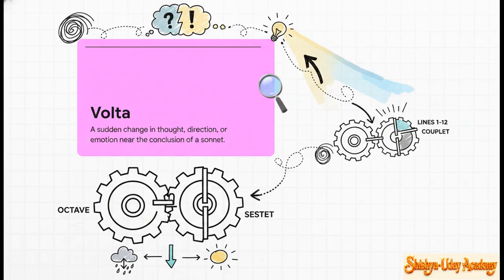It's the exact moment the poem abruptly shifts from a problem to a resolution, or from a really difficult question to an unexpected answer, or even from darkness to light. It's the defining aha moment of the poem. It's the pivot that makes the whole 14-line structure worthwhile.